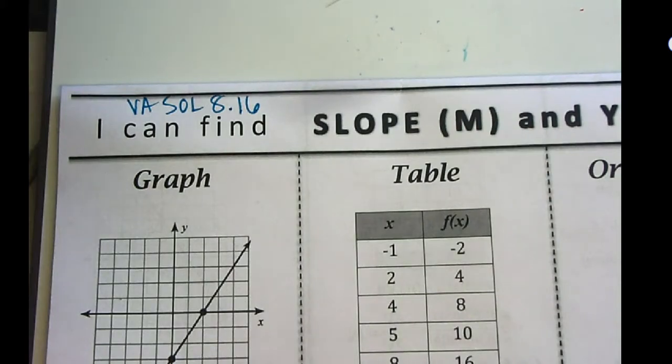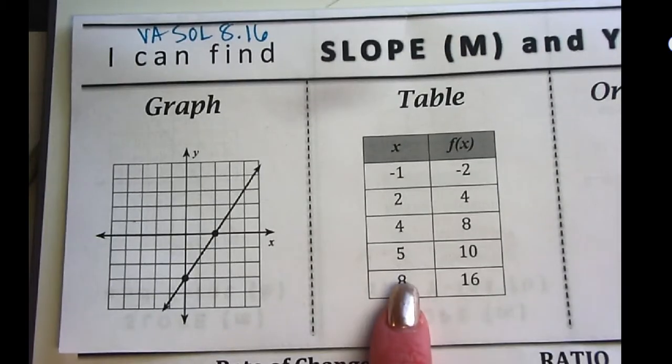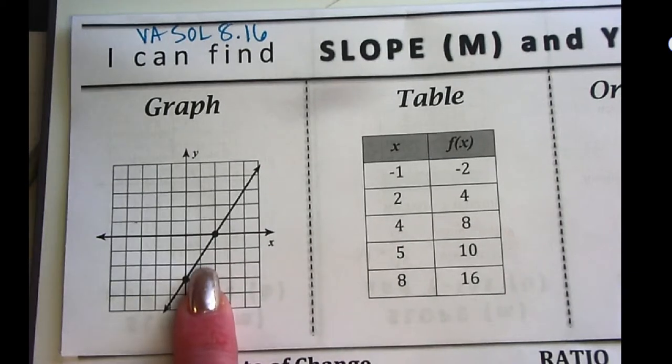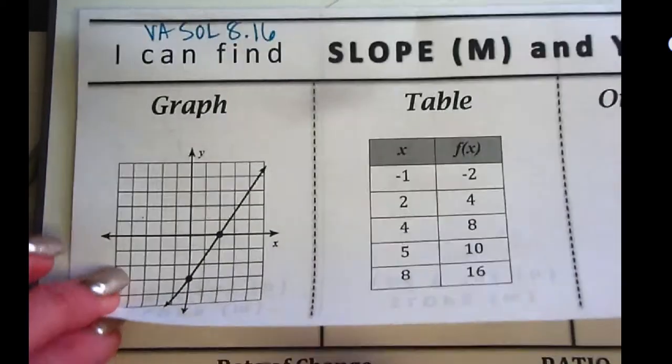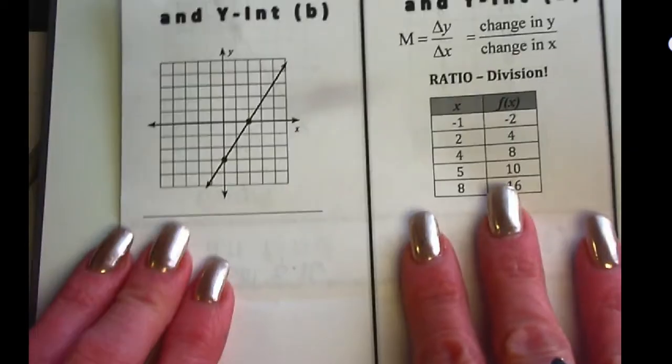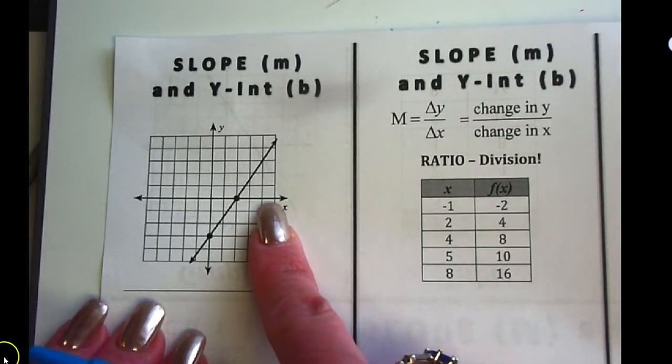We're going to start with the graph because that's what we've been discussing the most in class recently, is how we can find slope as well as y-intercept from a graph. So we have this graph here. We're going to pull up our foldable because the same graph is underneath, and we're going to discuss the steps that we would follow to find both slope and y-intercept.